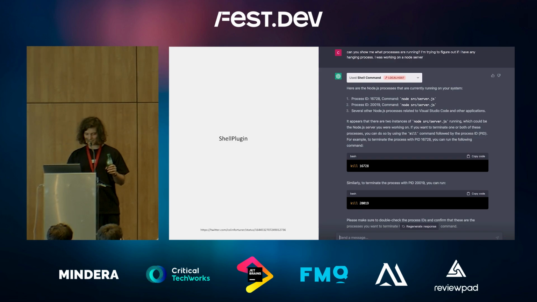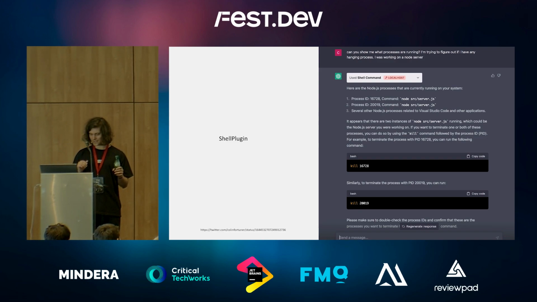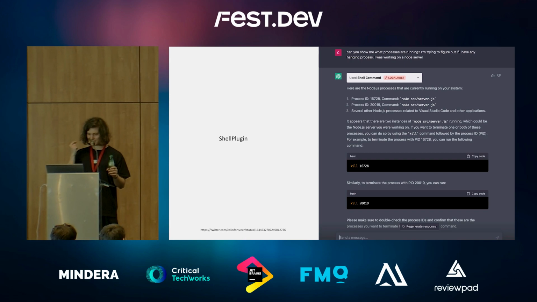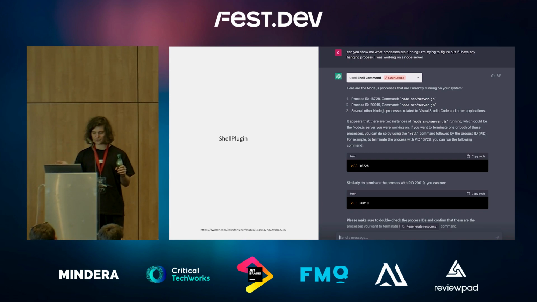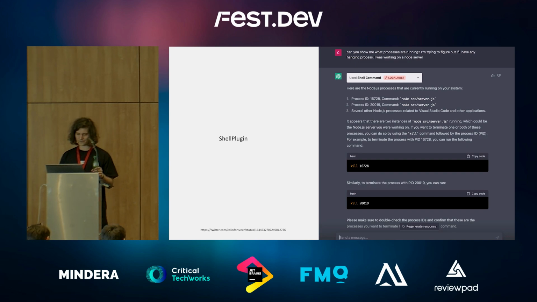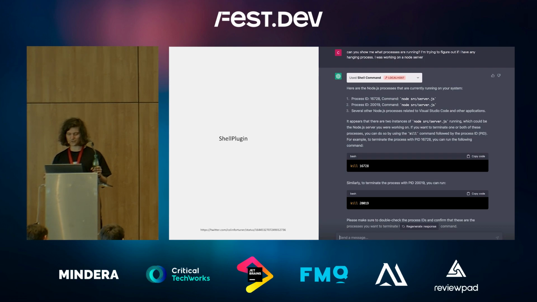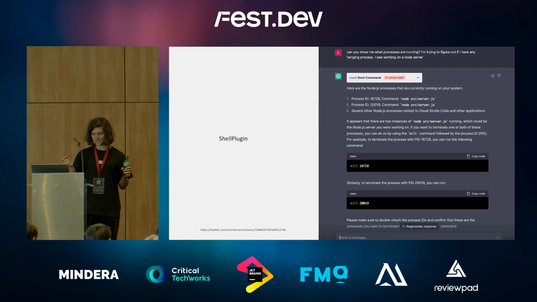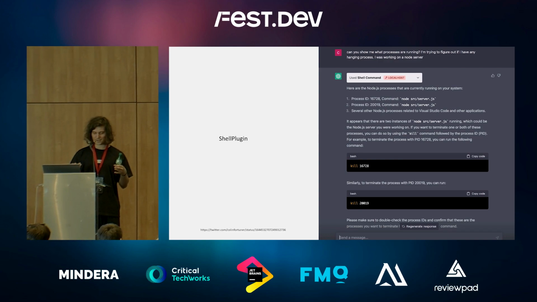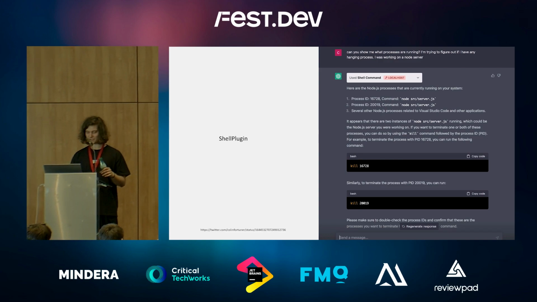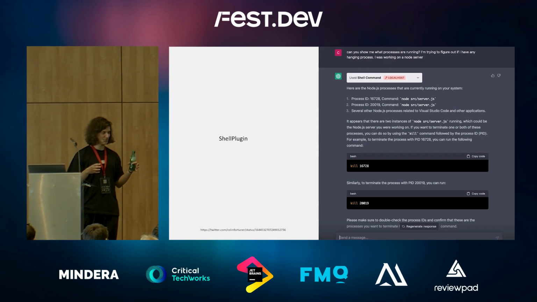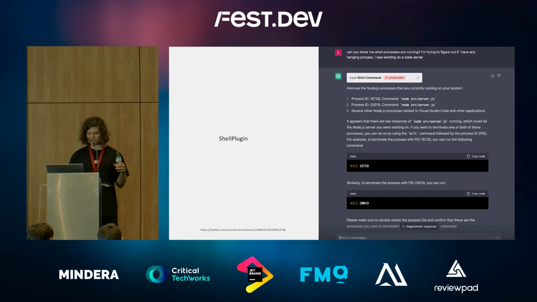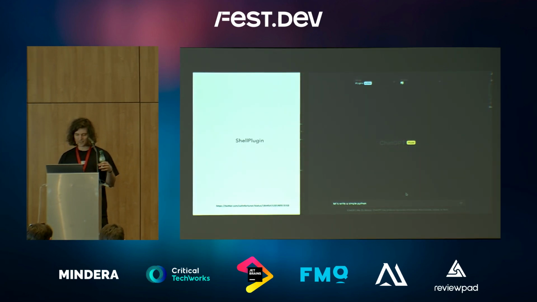Someone took a screenshot of using this plugin when they wanted to understand what's going on with their processes. They asked, can you show me what processes are running? I'm trying to figure out, I have many hanging processes. And this thing actually gets the processes and tries to analyze them, and it can help you kill the process or fix the issue. So it's basically not just stupidly calling some request. It's also trying to add some context on top of it.